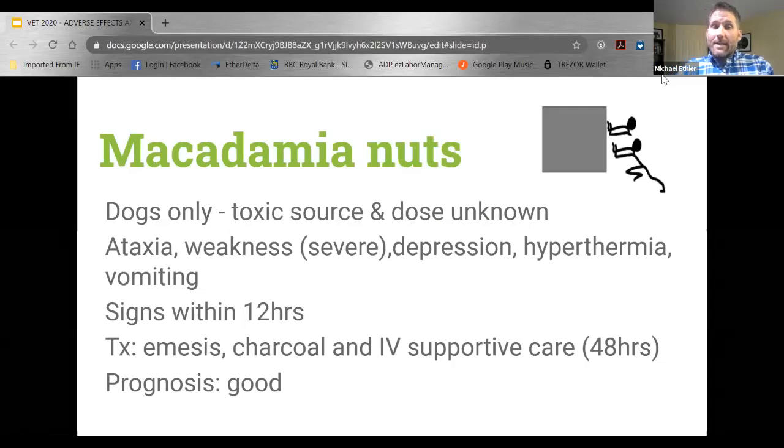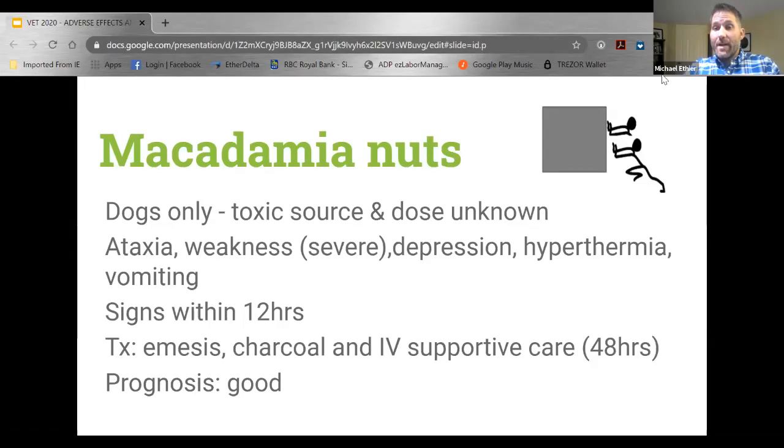Another one that some people are probably not as familiar with, but we are definitely seeing more of this, is macadamia nuts. Again, this is only dog specific, so we're not going to see this in cats. We don't really know the toxic source, nor do we know a predictable dose that's going to lead to clinical signs. So we're a little bit in the unknown there. What's important about this is that this is going to have an additive effect with THC toxicity. So we're going to see severe weakness and ataxia, depression, sometimes hypothermia, and even vomiting. So we're going to have very similar signs to dogs who present with THC.